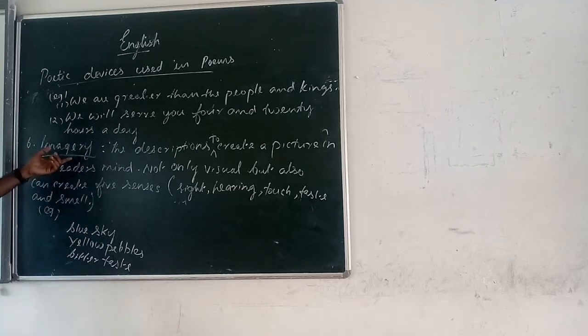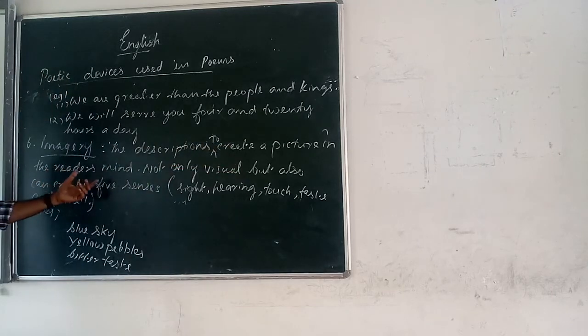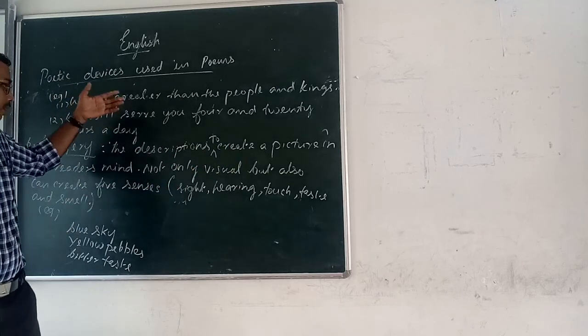Next one is imagery. Imagery means description to create a picture in the reader's mind, not only visual but also the five senses.